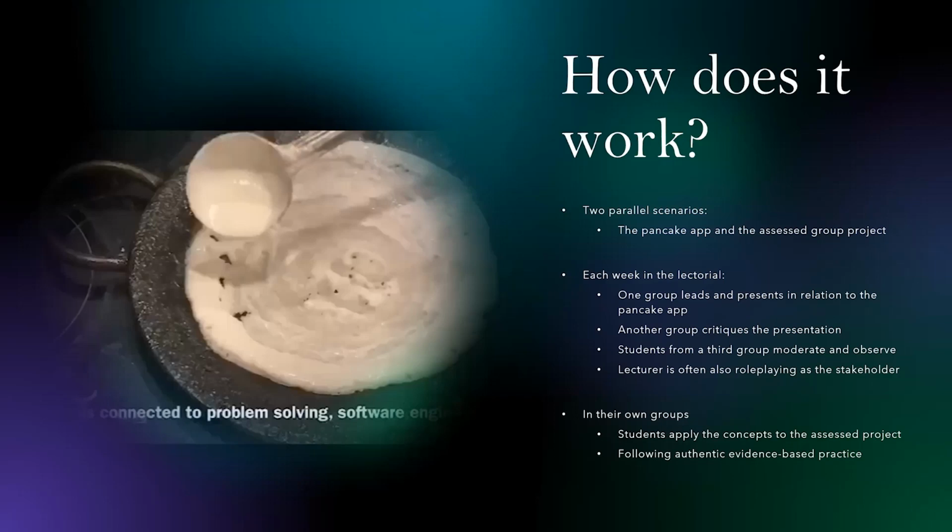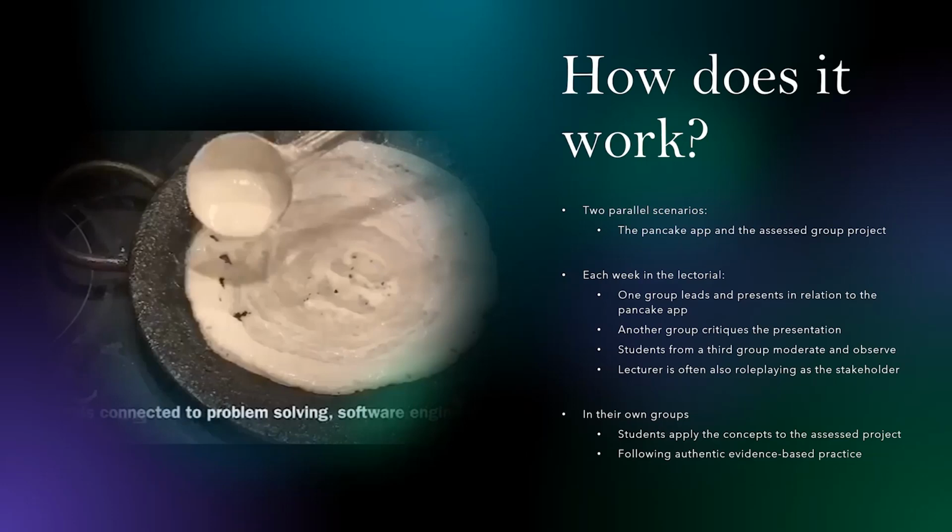So in reality, what happens in the classroom is that there are 2 parallel scenarios that are run at all times. There is the infamous pancake app, where the lecturer poses as a stakeholder and introduces the requirements: I want a hot pancake in 30 minutes. How are you going to do that? And that sends them straight into requirements elicitation. They then have to figure out, what does he mean by that? What does he mean by delivered? And that starts that discussion in the class.